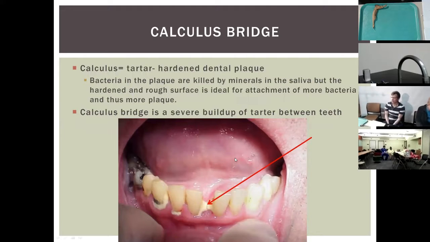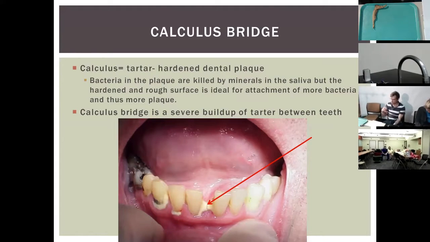Next thing we're going to talk about is a calculus bridge. Calculus is another term for tartar, and tartar is a term for hardened dental plaque. As you get this buildup of plaque in your teeth, there are minerals in your saliva that actually kill the plaque, and then that bacteria is still there, and the minerals combine with it, and you get this hardened substance called tartar. That hardened substance cakes onto your teeth, and that rough surface actually forms an ideal attachment for more bacteria.